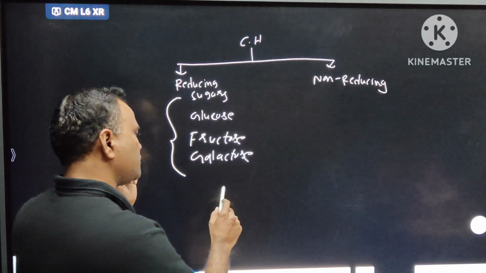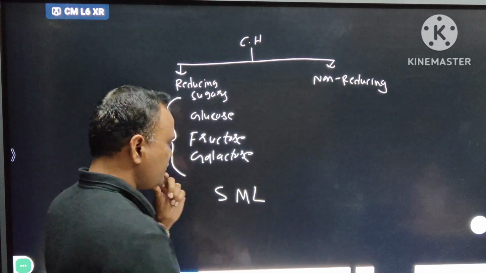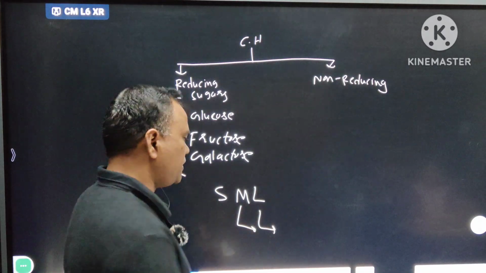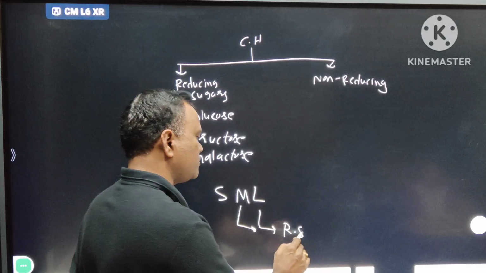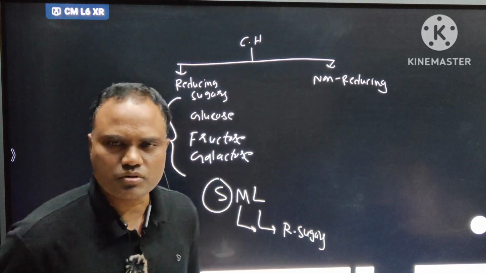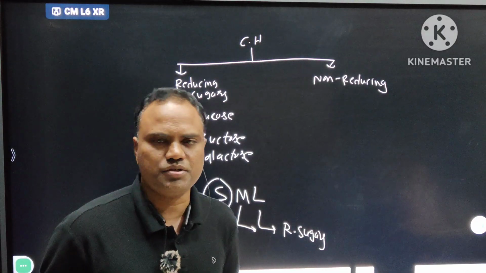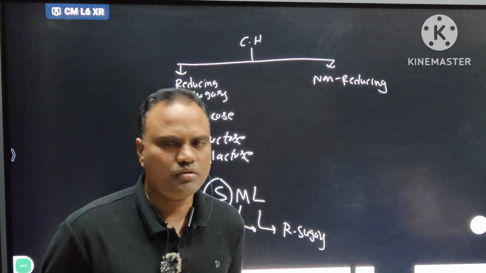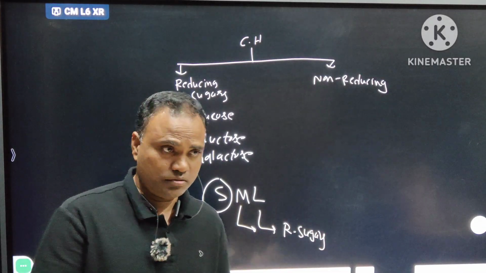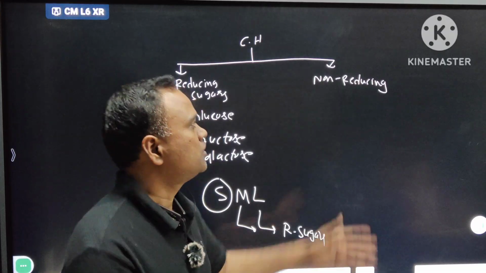And in disaccharides, what is the code for disaccharide? Small, SML, small. Except sucrose, the remaining two are reducing sugars in disaccharides. Other than sucrose, the remaining two are reducing sugars. We will see the reason. Okay. All monosaccharides are reducing sugars. In disaccharides, except sucrose, all are reducing sugars.